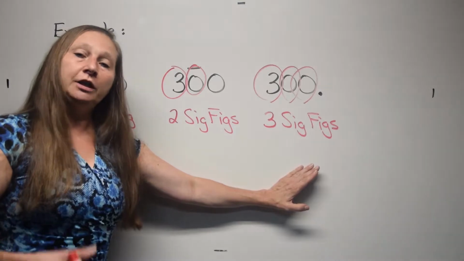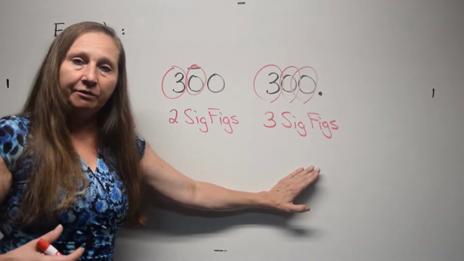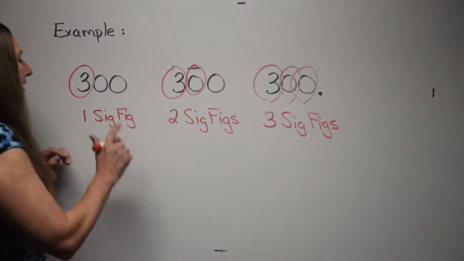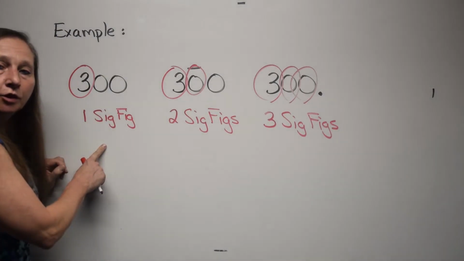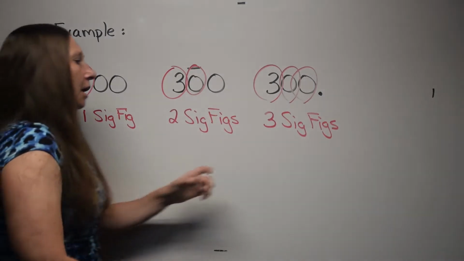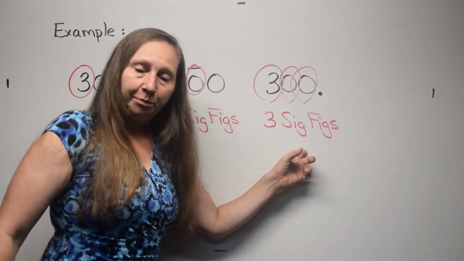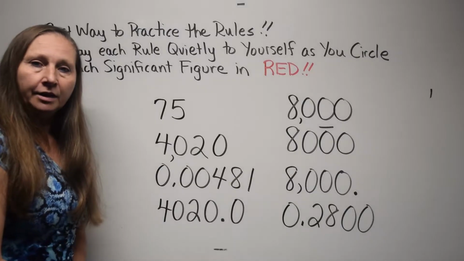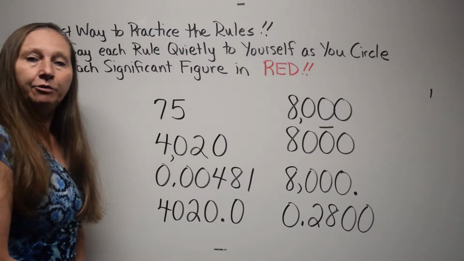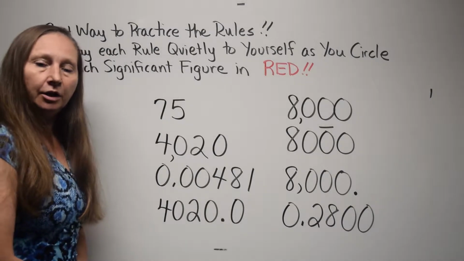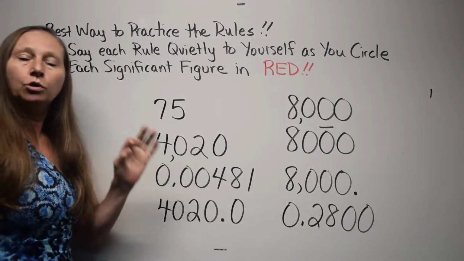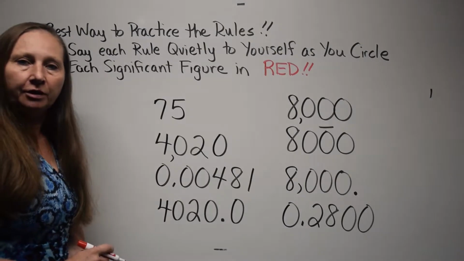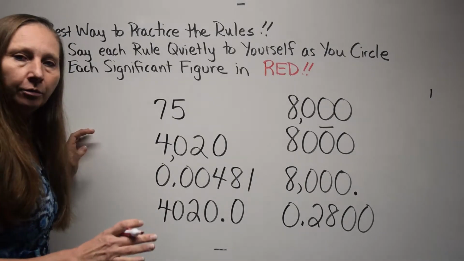Remember, as we learned in the previous video, and you can go back to that video if you'd like to, what this means is that a very inexpensive piece of equipment measured this number, a very expensive, very accurate piece of equipment measured this number. The best way to apply the rules and really learn how to do it quickly and easily on your own is to say each rule quietly to yourself as you circle each significant figure in red. So here we go.